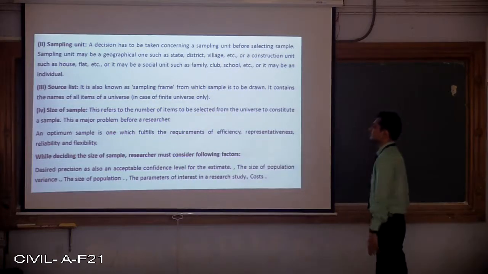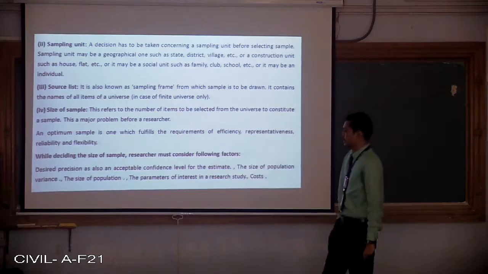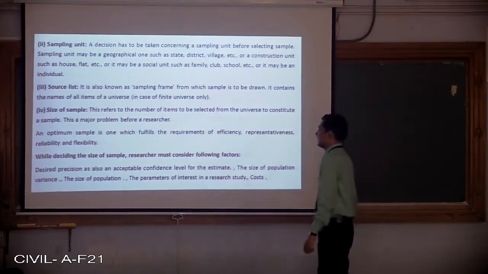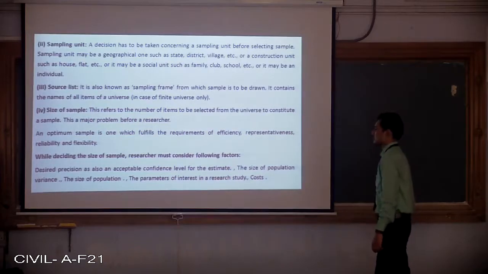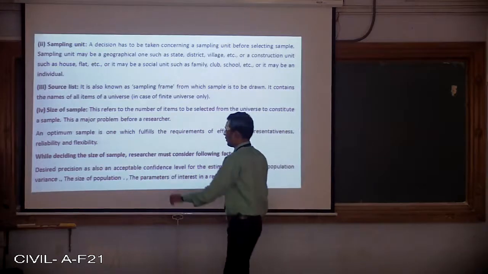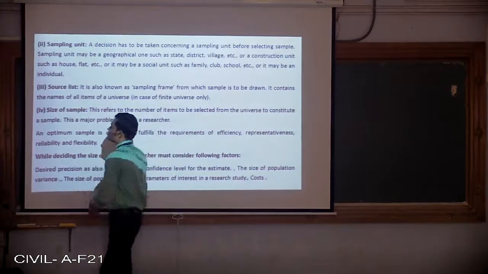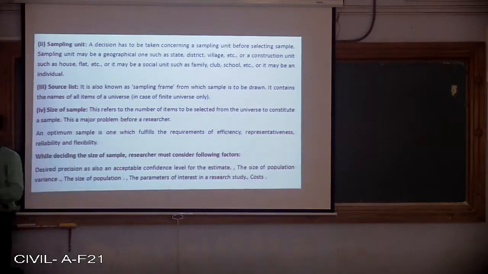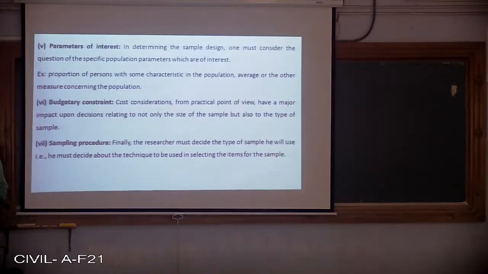While deciding the size of sample, the researcher must consider the following factors: desired precision as also an acceptable confidence level for the estimate, the size of population, variance, all these parameters. So till source list it is okay, but when you come to size of sample, you have to be a little bit cautious. Next comes parameter of interest.